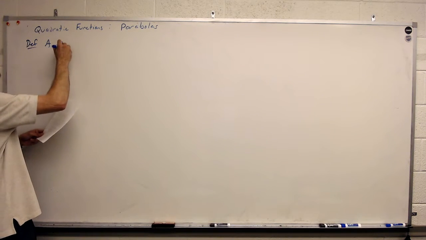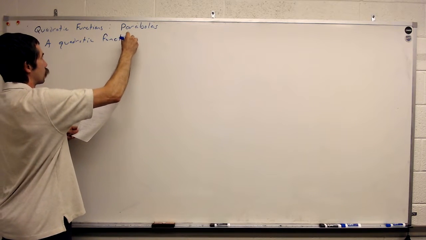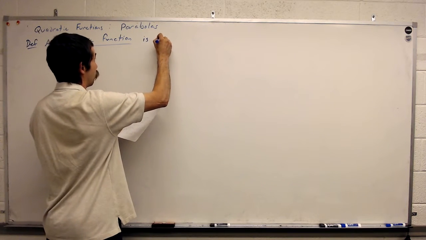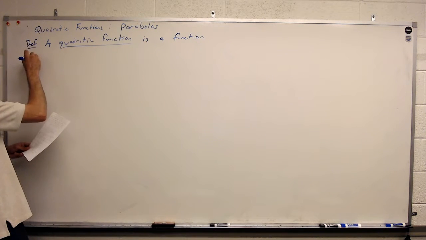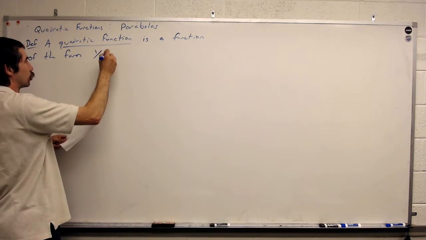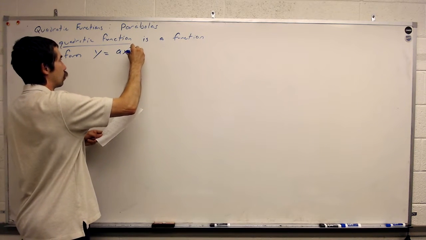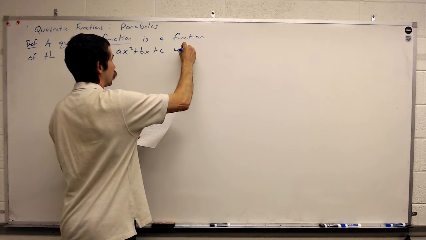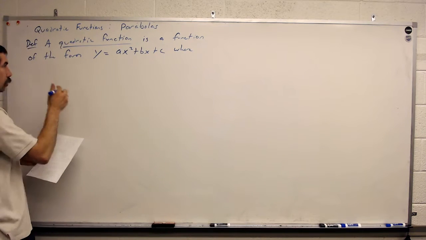A quadratic function is, well, a function of the form y equals, right? It's a function, so it's y equals something. What is it? Ax squared plus bx plus c, where a, b, and c are real numbers, so they're just some numbers.